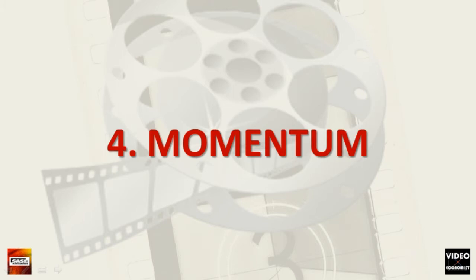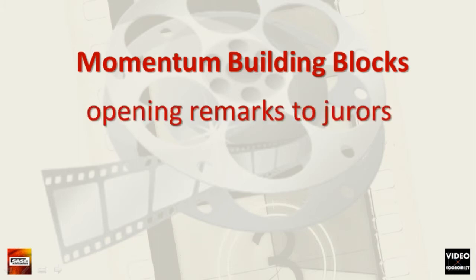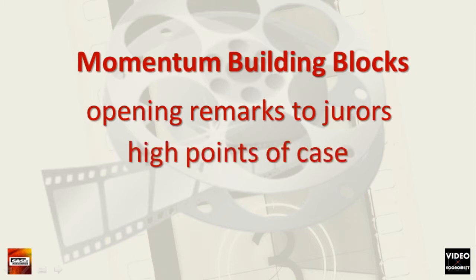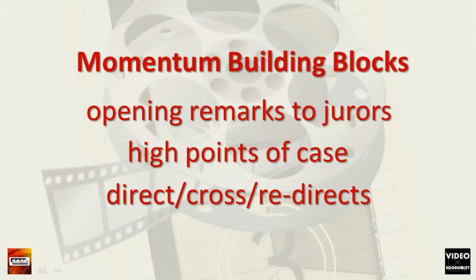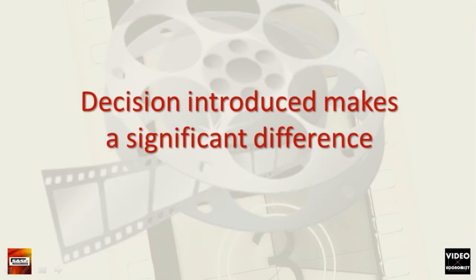Number four, momentum. The building blocks for trial momentum include opening remarks to the jurors, the setup created by recounting the high points of the case, the direct, cross, and redirect questioning of witnesses, and the final summation to the jury. These are constructed out of brief moments of change. Moments of change create momentum in each of these longer segments. In using momentum-creating moments, we strive to expedite delivery while remaining ethical. In a courtroom, any decision introduced to the judge and jury should make a significant difference to either of the two principal characters, the plaintiff and the defendant.